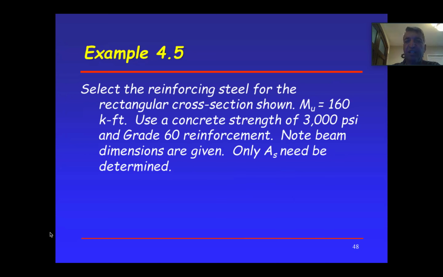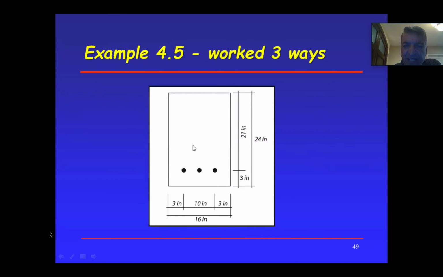Select the reinforcing steel for the rectangular cross-section shown. So here, he's given me a cross-section. He's telling me the B is 16 inches, and H is 24, D is 21, and look at this guy again, 3 inches. It's either 2.5 or 3. So all we have to do is find how much steel I need here.